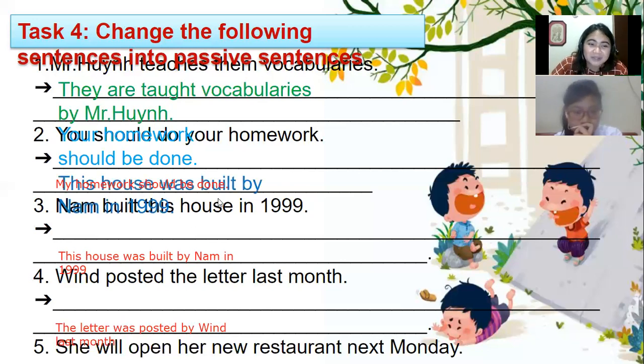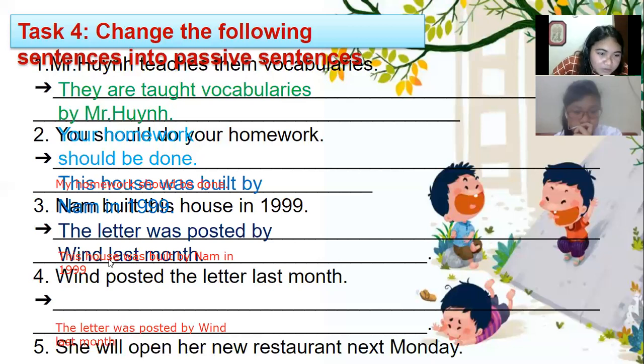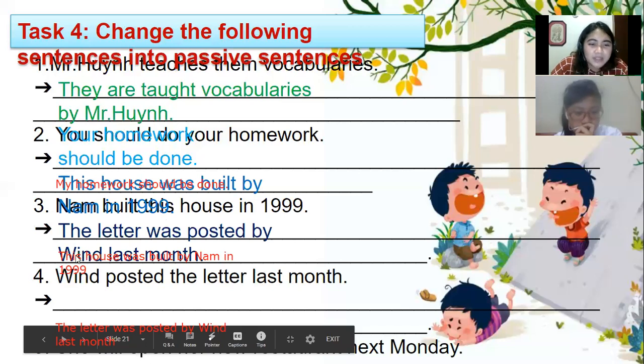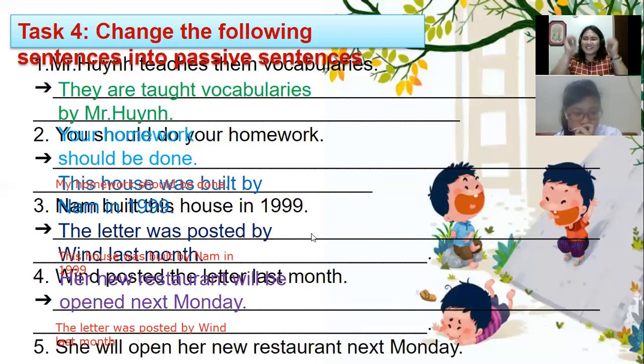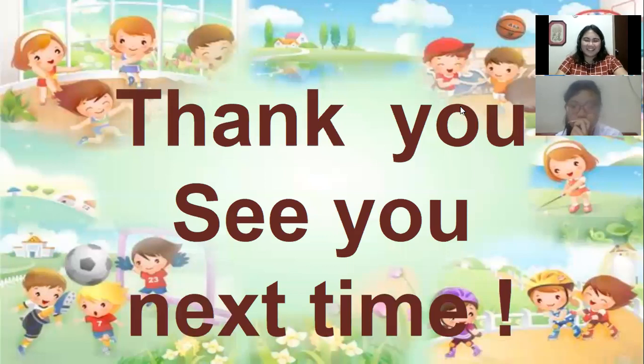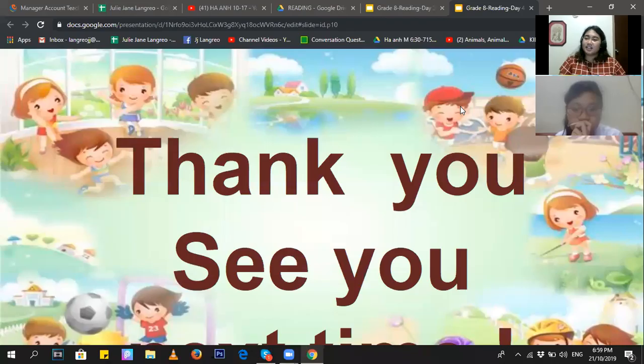This house was built by Nam in 1999. Wow, good job. And number 4, the letter was posted by wind last month. Okay, very good. So, did you already understand it? Good job, I'm so happy. Just remember that, okay? Do you also have lessons in your school? Wow, good job. So we are already done in this topic.